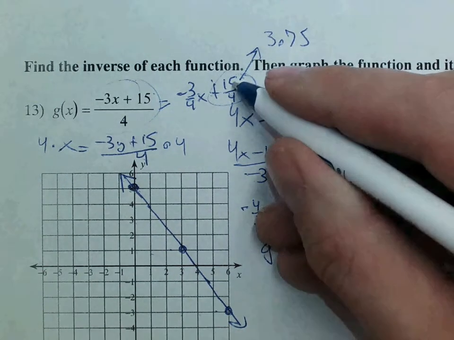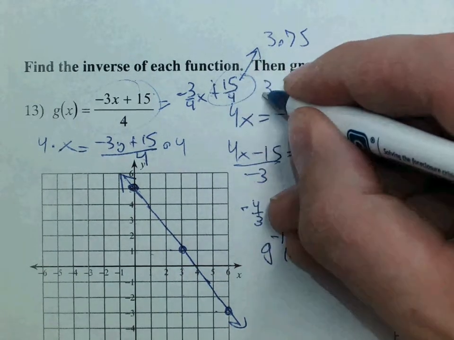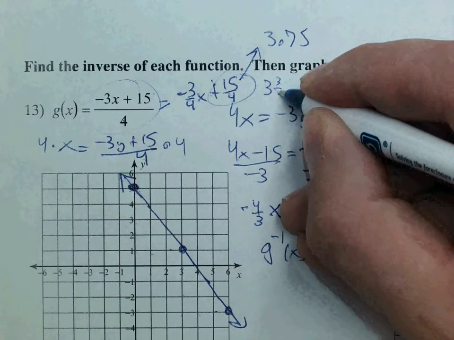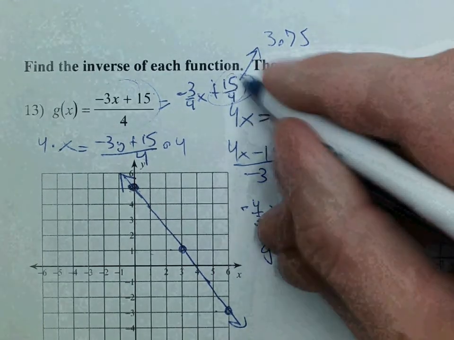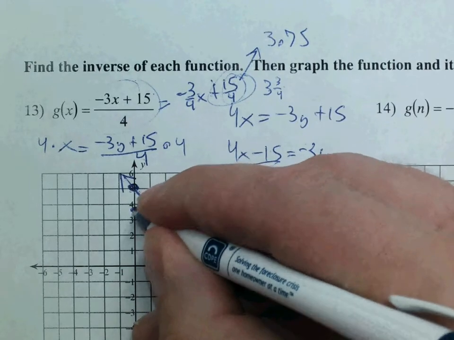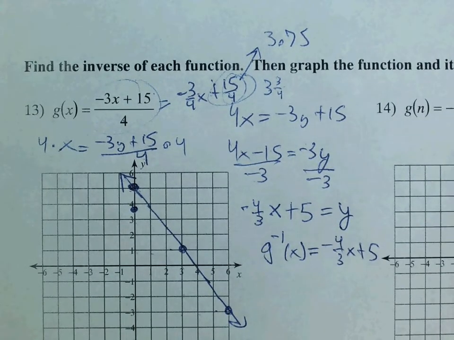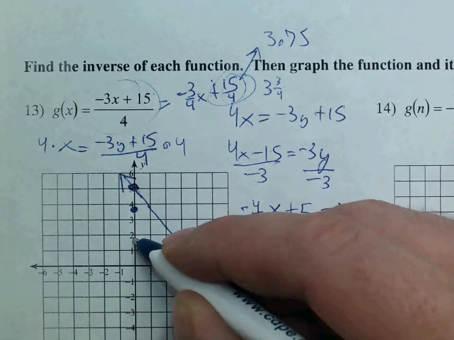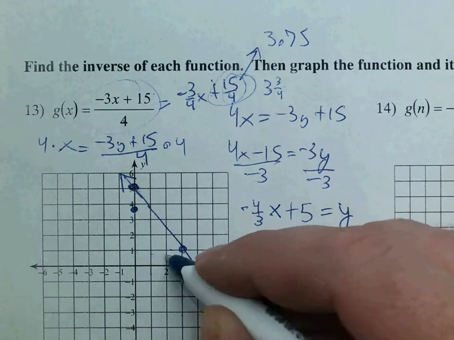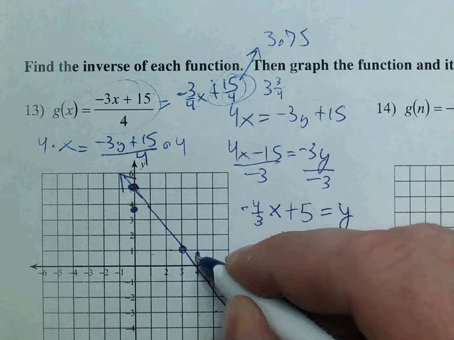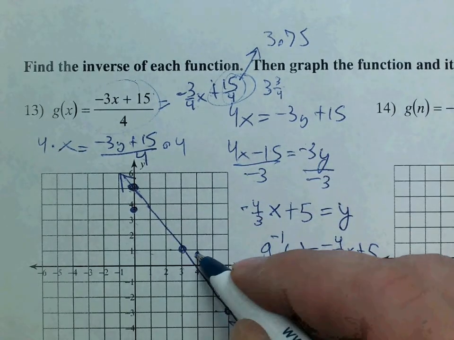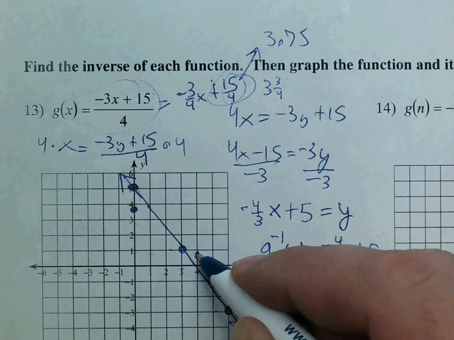Or you could say 4 goes into 15 3 times, and there's a remainder of 3/4. So 3 and 3/4 would give you 15/4. Either way, here's our y-intercept. The slope is negative 3/4, and we could go down by 3, over by 4. We have to be careful to stay exactly down by 3, which means we'll end up at 0.75 and over by 4.